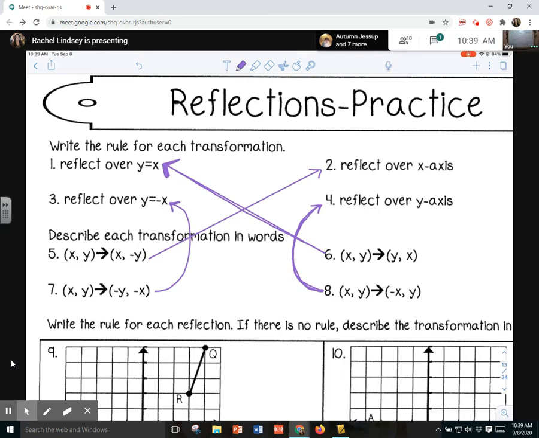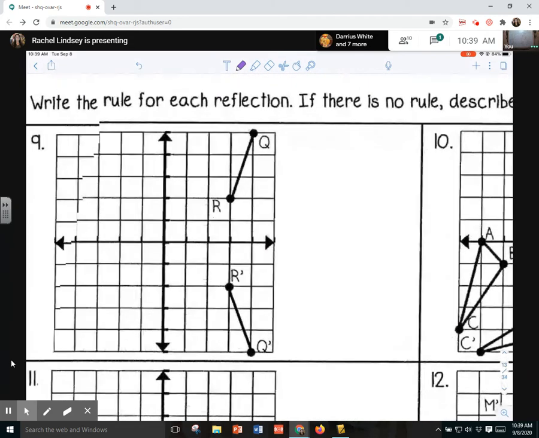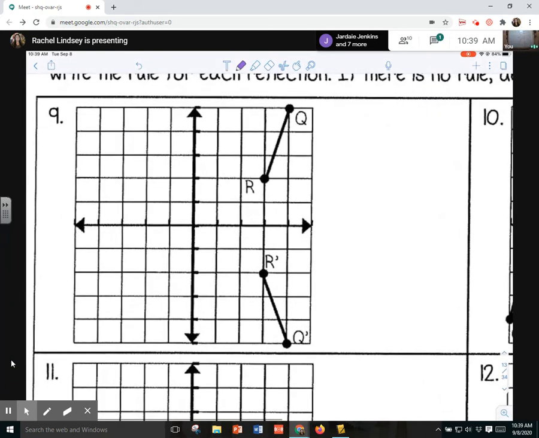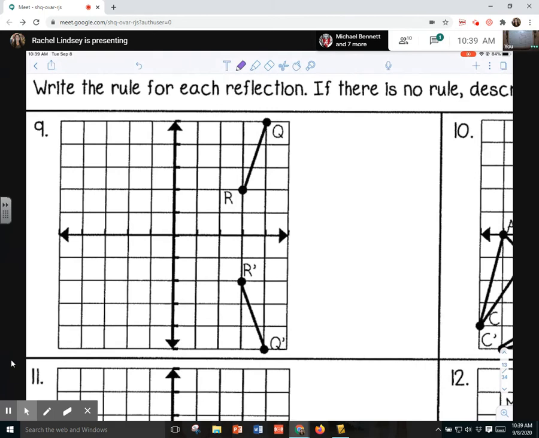So looking at number 9, I need to find what kind of reflection we have and write the rule for that reflection. Reflect over x-axis. That's the answer. It's going to reflect over the x-axis. You can look at it and see that, or you can go back in and check.